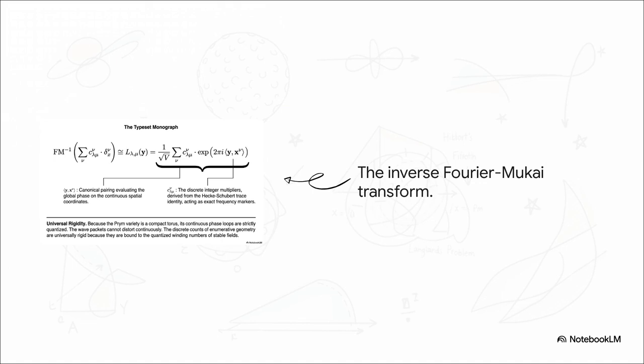Now, focus your attention on the right side of this inverse Fourier-Mukai equation. We are taking our discrete intersection data, those C variables acting as our exact frequency markers, and we are literally distributing them across the continuous spatial coordinates of the prim fiber, which is represented here by the exponential function.